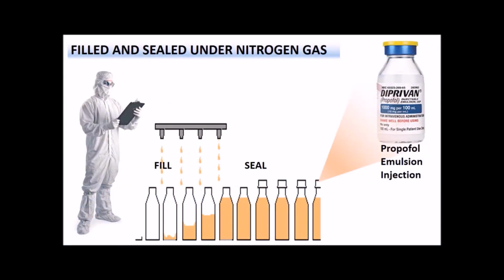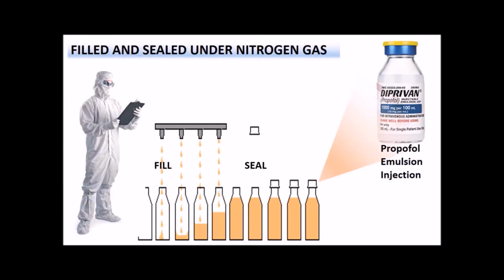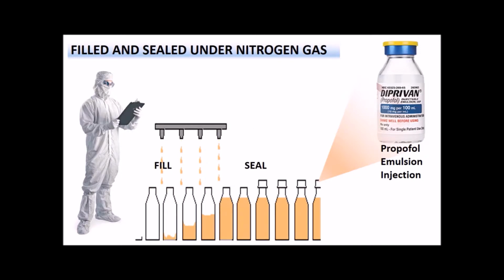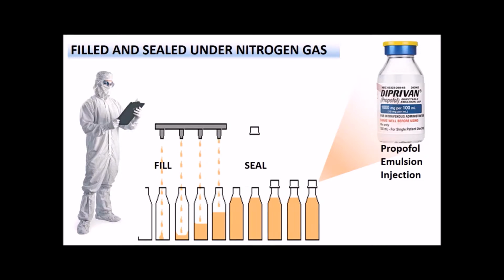Finally, the sterile emulsion is then filled into the sterile glass container and sealed under nitrogen gas in the filling vessels. Nitrogen gas is commonly used during packaging to maintain the sterility and cleanliness of the product. Not only that, nitrogen can also remove oxygen from the packaging before it is sealed.